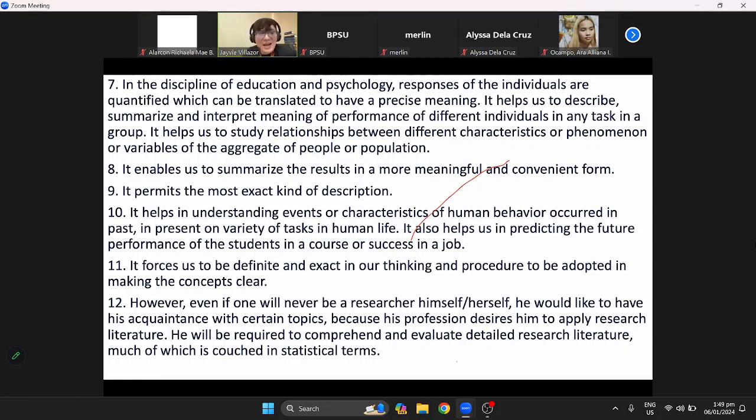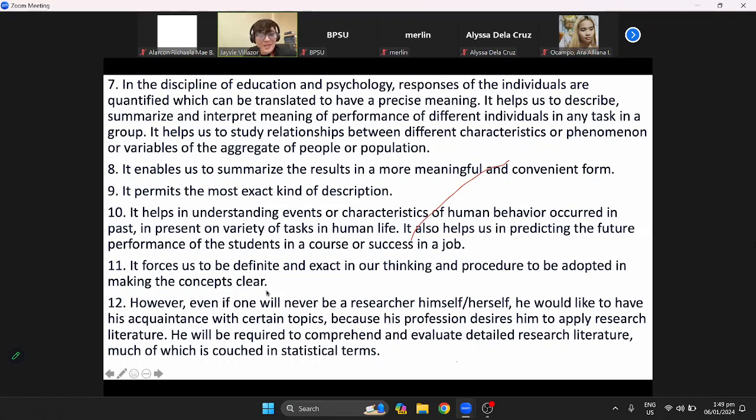So through that, nalalaman natin kung ilan yung age range ng population sa isang particular province. Sinong mas marami, lalaki ba o babae? Magkano ba yung income ng mga taga-province of Bataan? Mataas ba? Sa gitna ba o mababa? Marami bang indigent sa Bataan and so on and so forth. So from that, you can have the exact kind of description. So again, it has something to do with what?